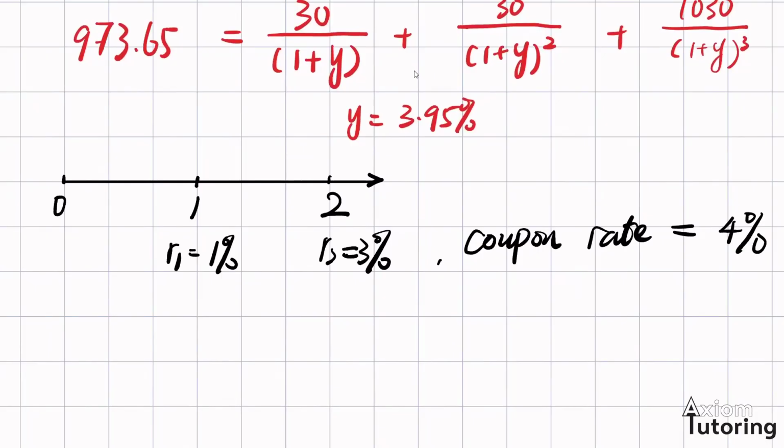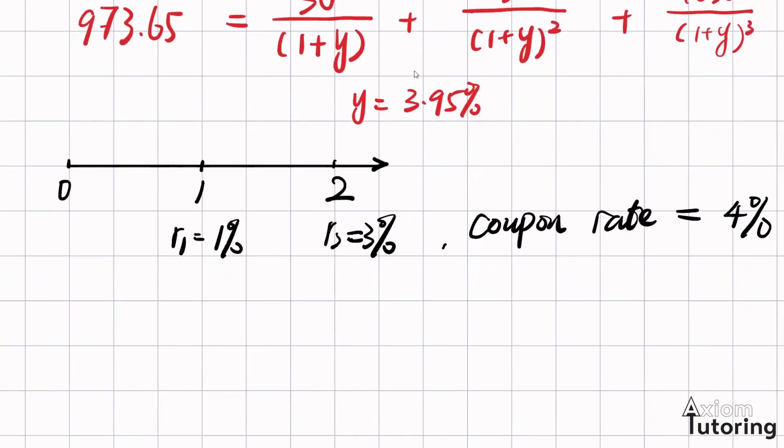So what do we need before we can calculate that? We need the price first, right? So let's calculate the price using the discount rates, or the spot rates, here. The first payment is going to be 40 divided by 1 plus 1%. And the second payment, which is also the last payment, is going to be 1,040 divided by 1 plus 3% to the power of 2.